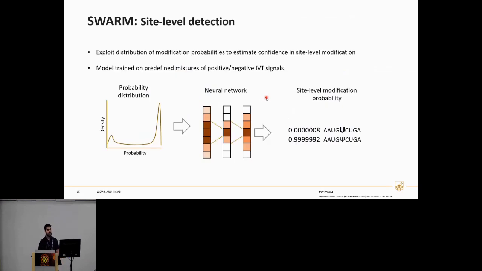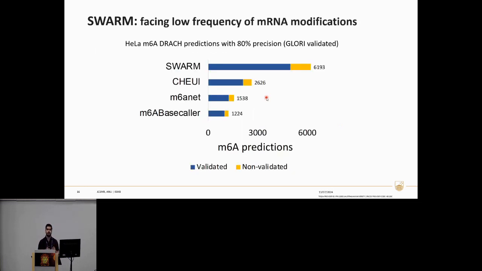So I've spoken about the site-level detection, and Swarm can achieve this by exploiting a distribution of modification probabilities to estimate the confidence of the site-level modification. We can do this by training a neural network on a predefined mixture of positive and negative IVT signals. And this is really useful for narrowing down the millions of sites in the transcriptome to only a few thousand or sometimes a few hundred sites that are validated as being modified.